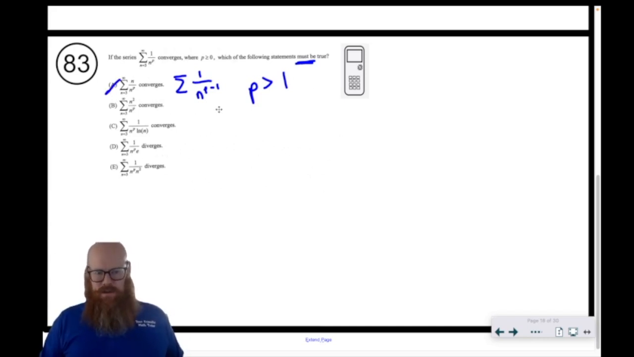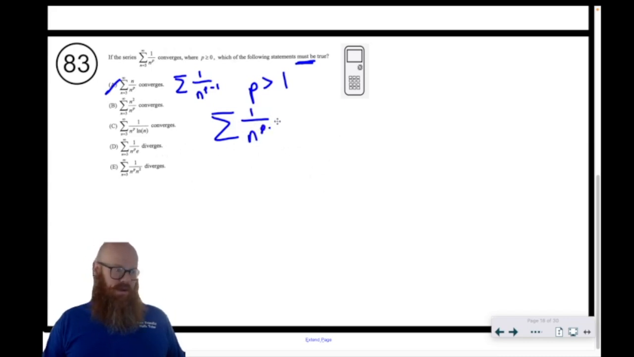This one is the summation of 1 over n to the p minus 2. Well, that doesn't have to be true because p could be like 2.4, right? 2.4 minus 2 is 0.4, and now I'm back to less than 1. So, again, it doesn't have to converge.